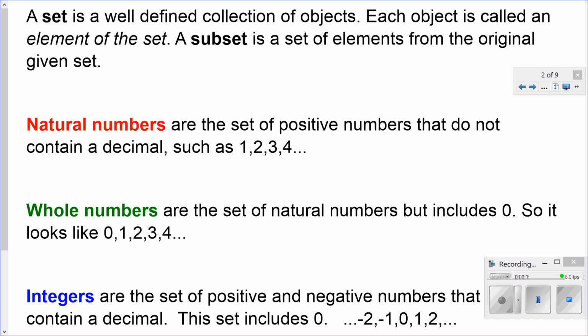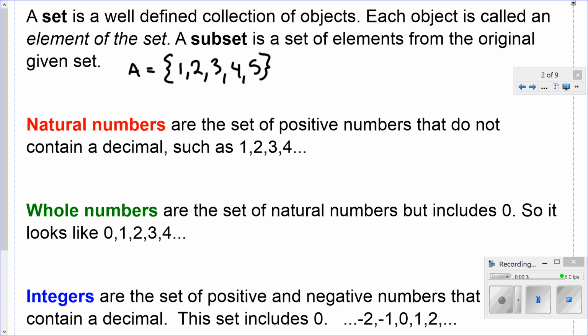A set is a well-defined collection of objects. For the most part, we're going to be talking about numbers. Those are our objects. Each object is called an element of the set. If I have the set A, I'm just making this up, it's a set of numbers 1, 2, 3, 4, and 5. My set, 1, 2, 3, 4, 5 are all elements of the set.